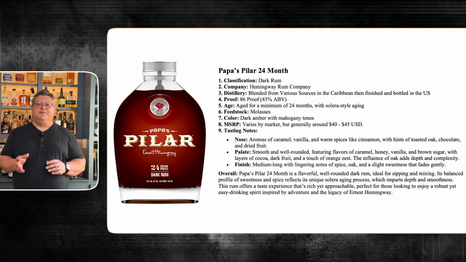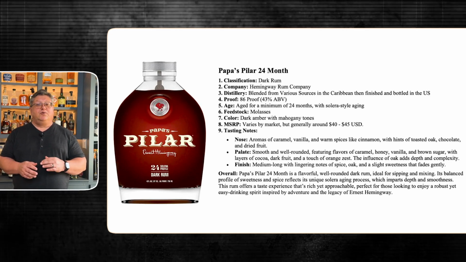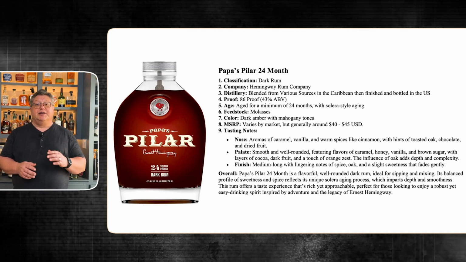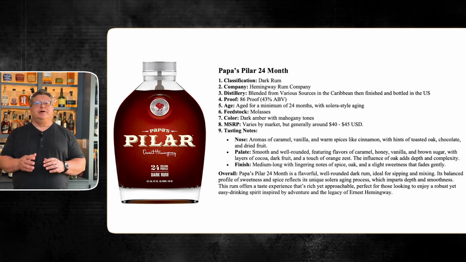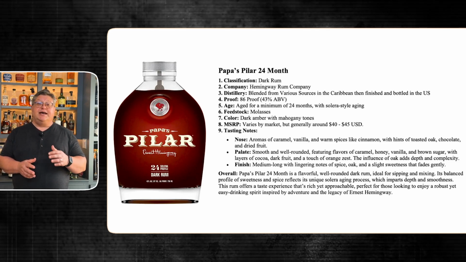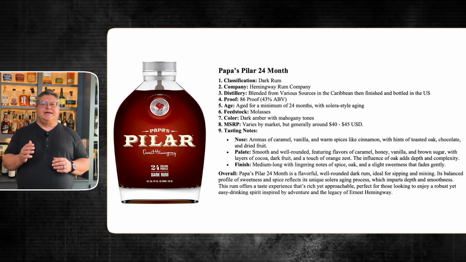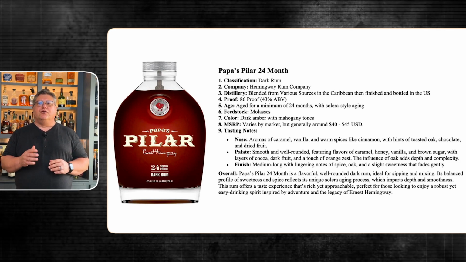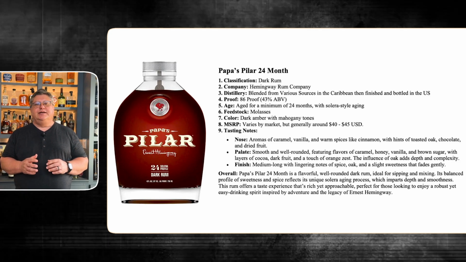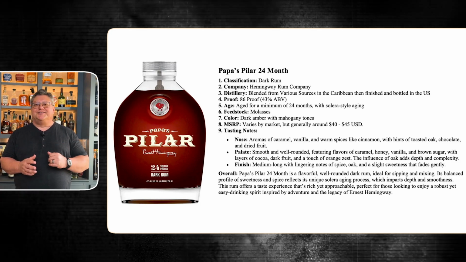Overall, Papa's Pilar 24-month is a flavorful, well-rounded dark rum, ideal for sipping and mixing. Its balanced profile of sweetness and spice reflects its unique Solera aging process, which imparts depth and smoothness. This rum offers a taste experience that's rich yet approachable, perfect for those looking to enjoy a robust yet easy drinking spirit inspired by adventure and the legacy of Ernest Hemingway.